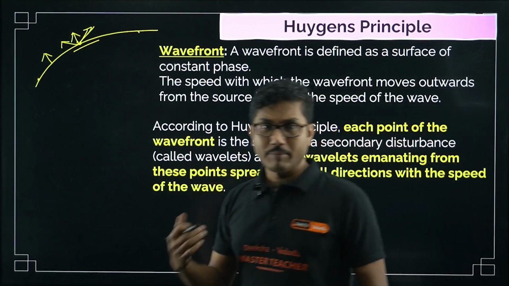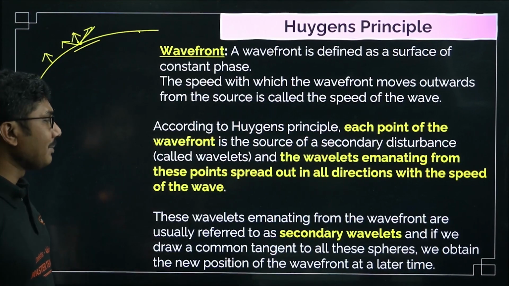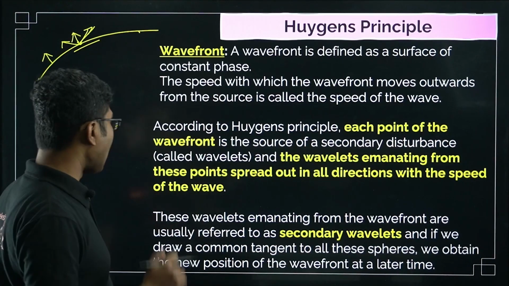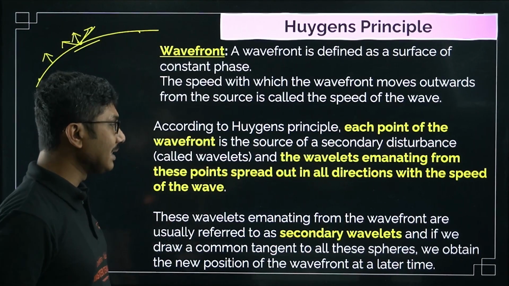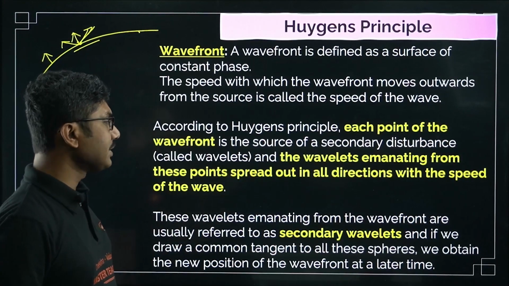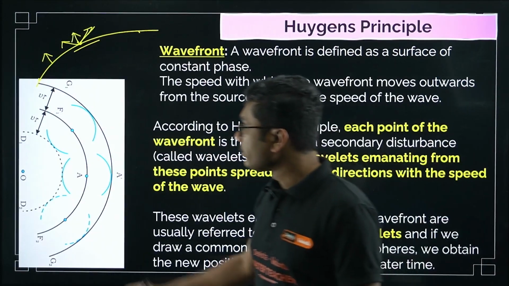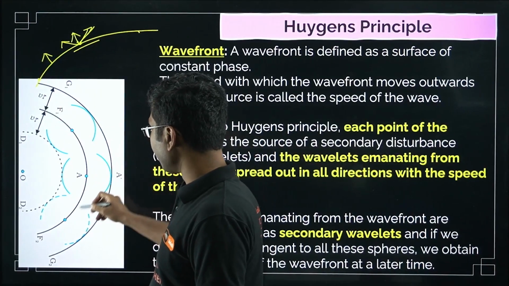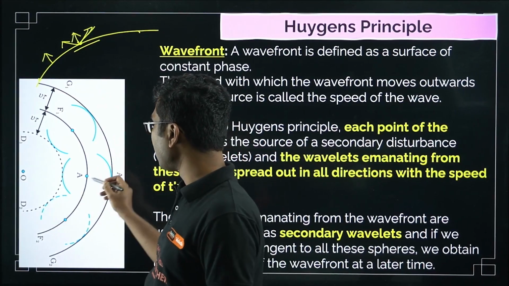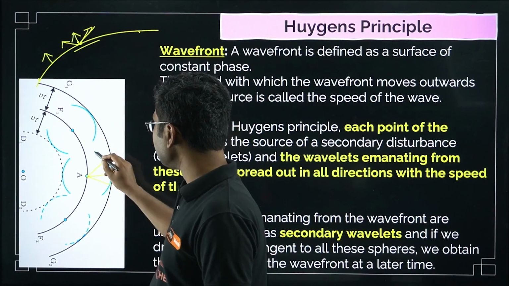That was Huygens principle, right? Now the waves emanating, meaning coming out, from the wavefront are usually referred to as secondary wavelets, and if we draw a common tangent to all these spheres, we obtain the new position of the wavefront at a later time. What is the meaning of that? This is called the primary wavefront, at the beginning. All the light is traveling over here. After some time all the rays actually reach over here.